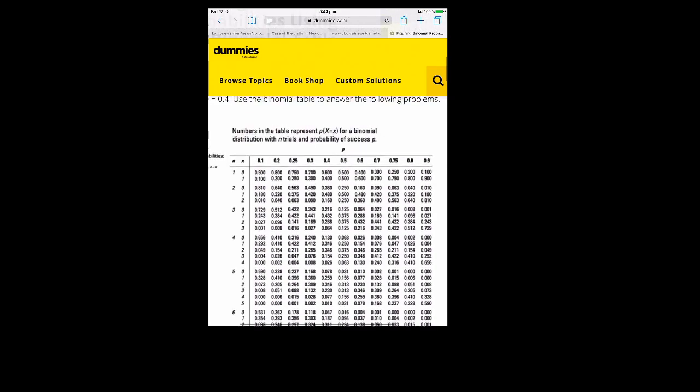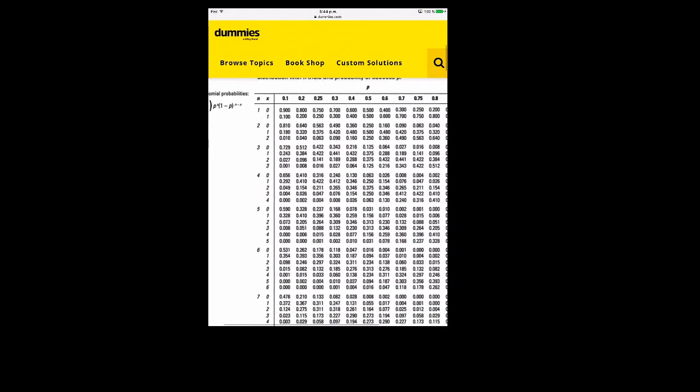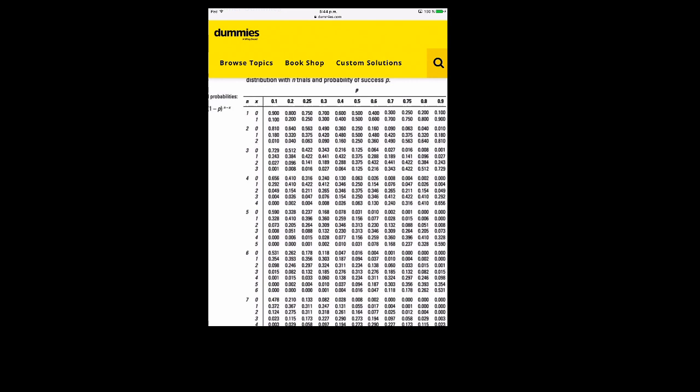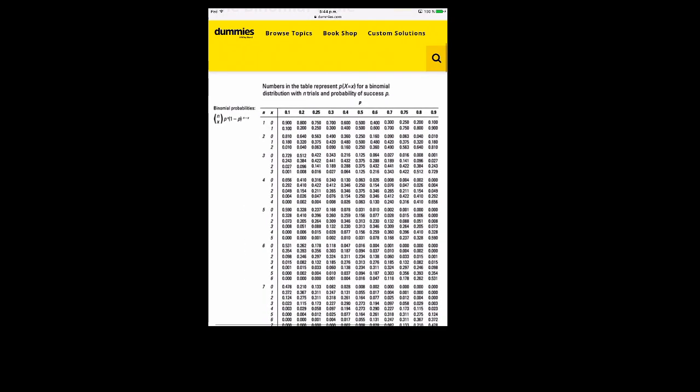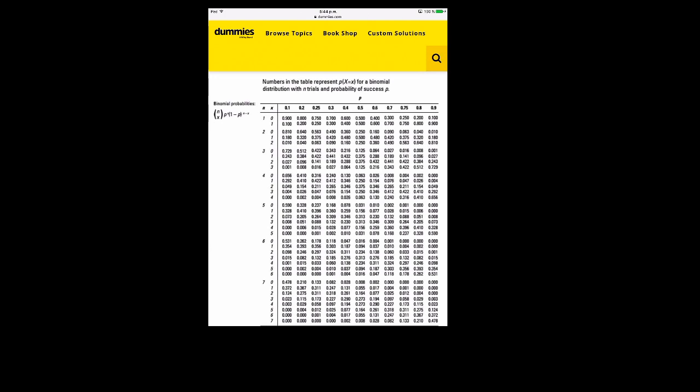Sorry, the dummies ad is there. How do I close that? I'm in the dummies book. So, and here is the P of 0.5 in that column for n equals, what was our n? 4. You see right in the middle is our distribution.